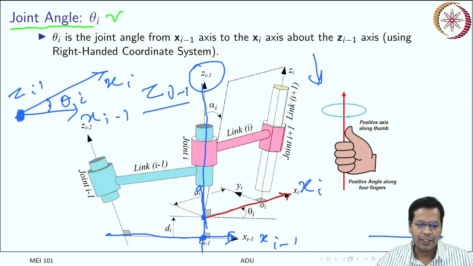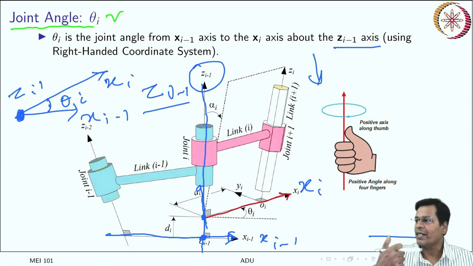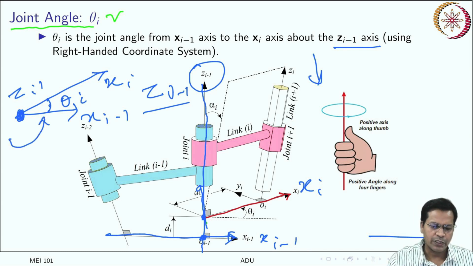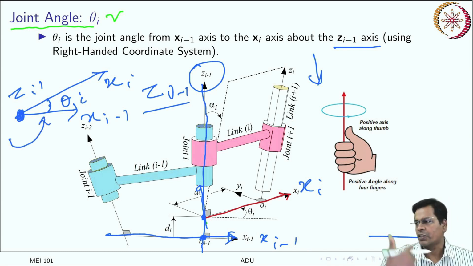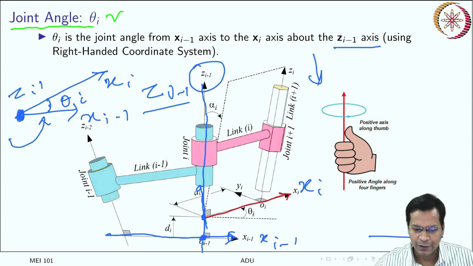So this is the angle. So theta i is the joint angle from the xi minus 1 axis to the xi axis, measured about the zi minus 1 axis using a right-handed coordinate system. So if it moves counterclockwise looking from the top, it is positive. Okay, so it is measured like this. Got it? So this is your second parameter.